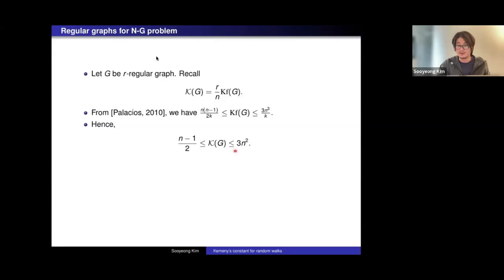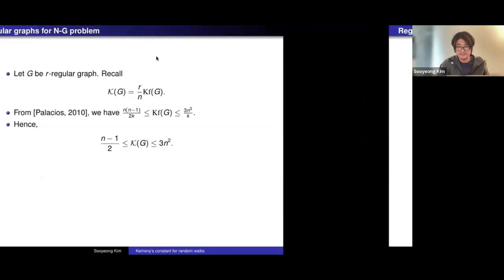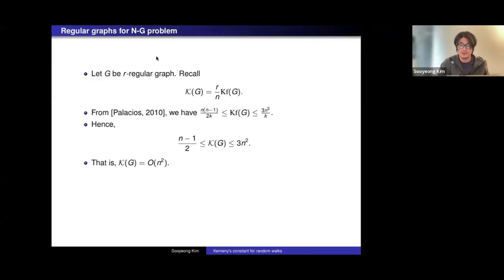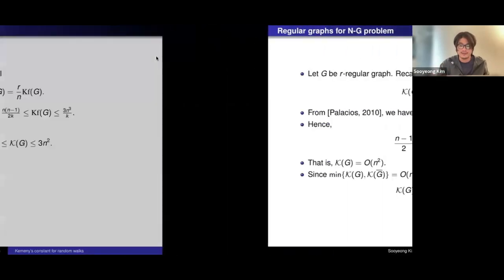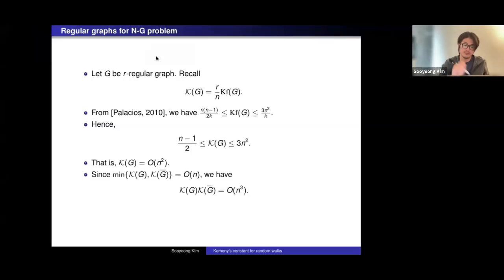Of course, for your information, this upper bound is not sharp. We don't know yet. It has not been proved whether this upper bound is sharp. So this implies that Kemeny's constant is bounded above by n squared for regular graphs. And then by using the theorem, we have proved the corollary. So one of these two Kemeny's constants must be big O of n. That implies that when you have a regular graph G, then the product for G and its complement is always bounded above by n cubed.